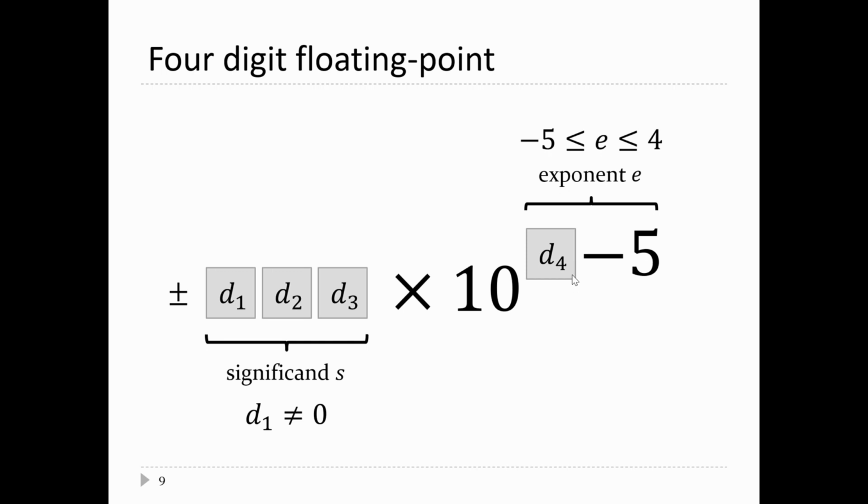Over for the exponent, we want to be able to represent negative exponents, and there's no sign on the digit D4. So the trick that we play here is to let D4 range in value from 0 to 9, and then we subtract some fixed value. The fixed value that we've chosen is 5. So the total exponent is always between -5 and 4.